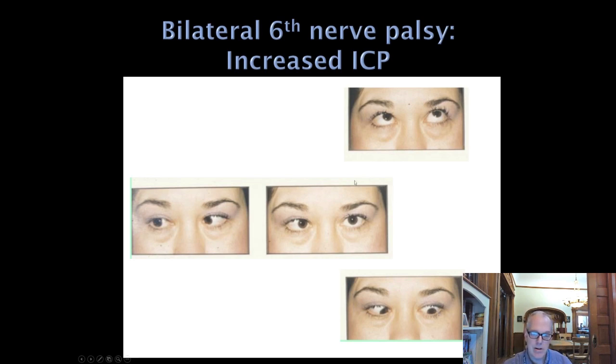And when you see a bilateral sixth nerve palsy, that's concerning. You always need to get a brain scan, CT or MRI scan, and find out why the patient has increased intracranial pressure. All right, so this is a very significant finding and always warrants an investigation. In the second year course, we'll talk about idiopathic intracranial hypertension as a cause sometimes for this.